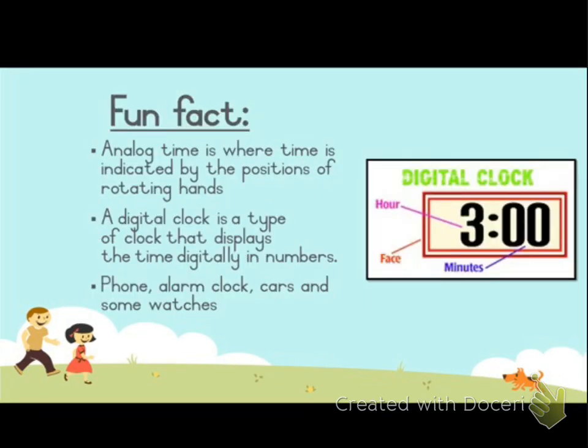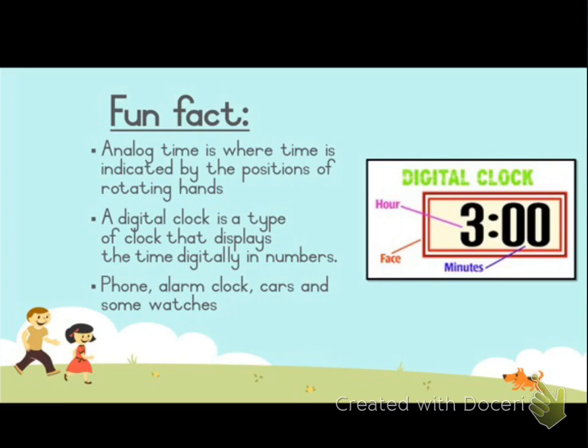Now for a fun fact. Analog time is where time is indicated by the positions of rotating hands. A digital clock is a type of clock that displays the time digitally in numbers, like on a phone, alarm clock, cars, and on some watches.